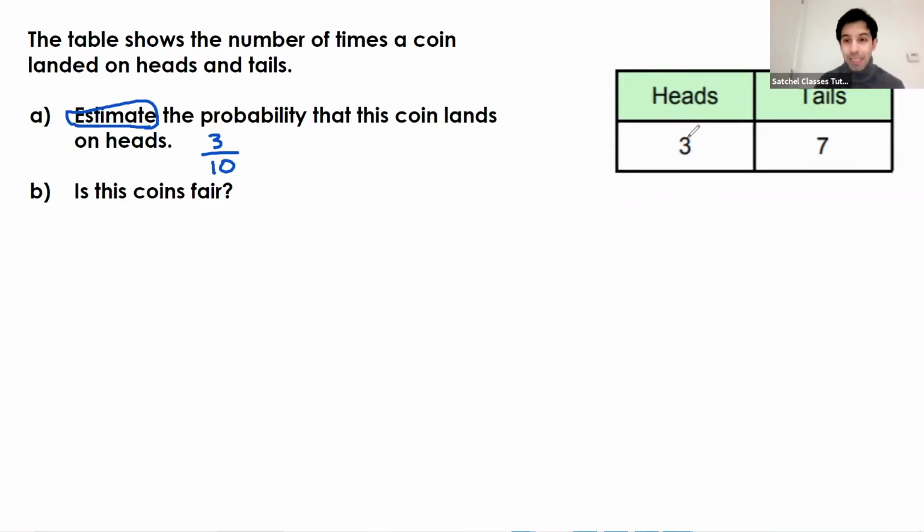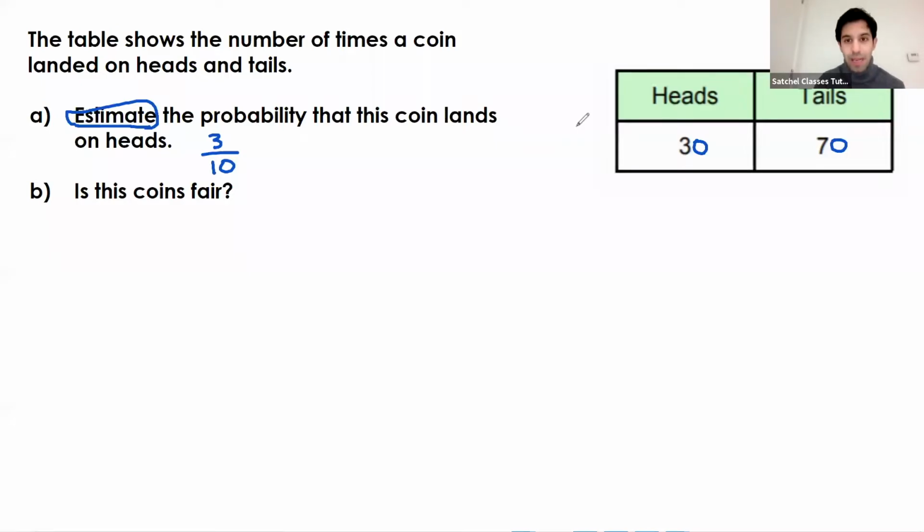If, however, we had, say, 30 heads and 70 tails, then we could say, oh, this coin is definitely biased in favor of tails. But because we have 3 to 7, that might even out if we were to flip the coin a few more times. So to answer this question, we can say, on the surface, yes, it appears to be biased in favor of tails. However, the experiment hasn't been repeated enough times to allow us to form a conclusive decision.